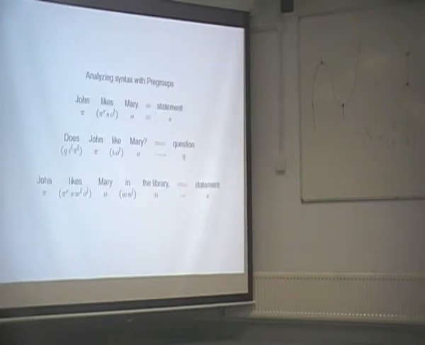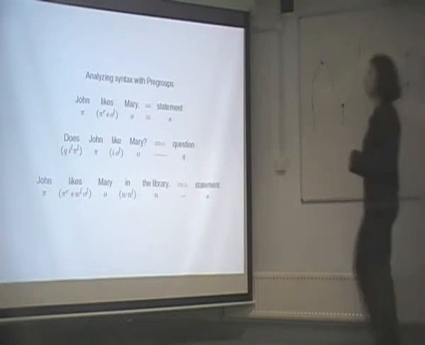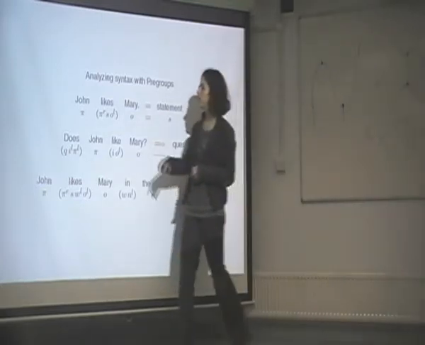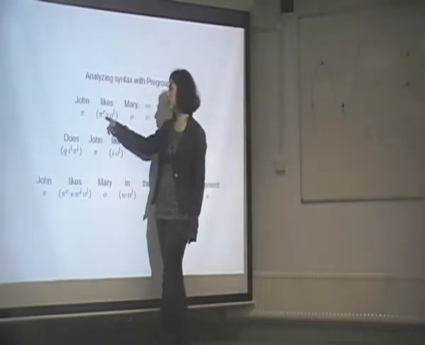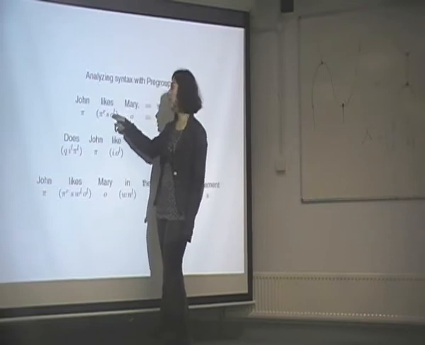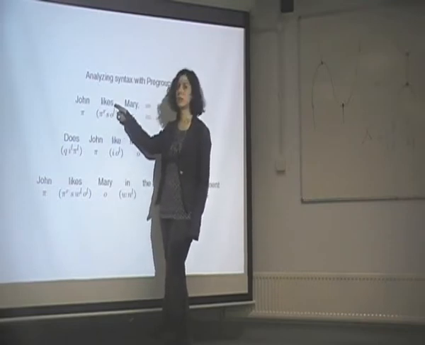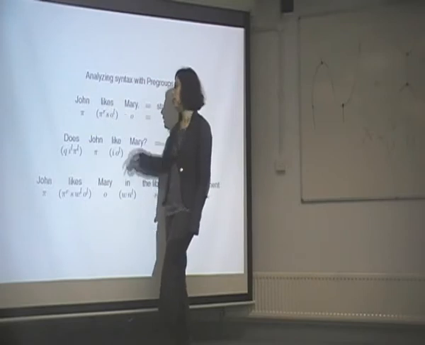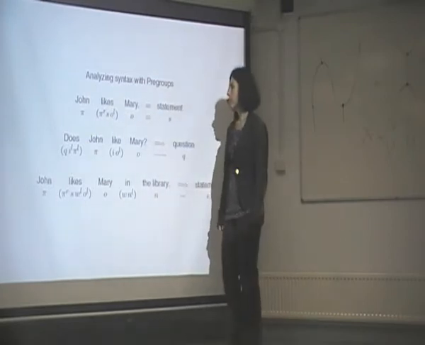Some more examples, actually very compositional. John likes Mary, so once you assign a type to a transitive verb like this, the idea is that you will not change it. Whenever you see a transitive verb, you just put it like that. Transitive verb in the present tense.